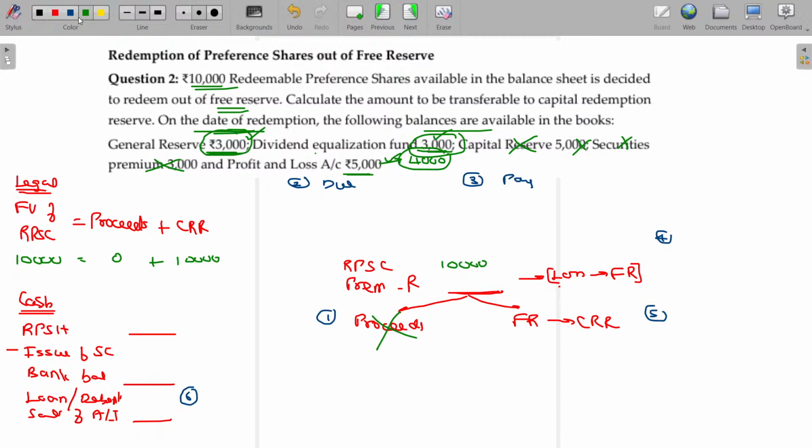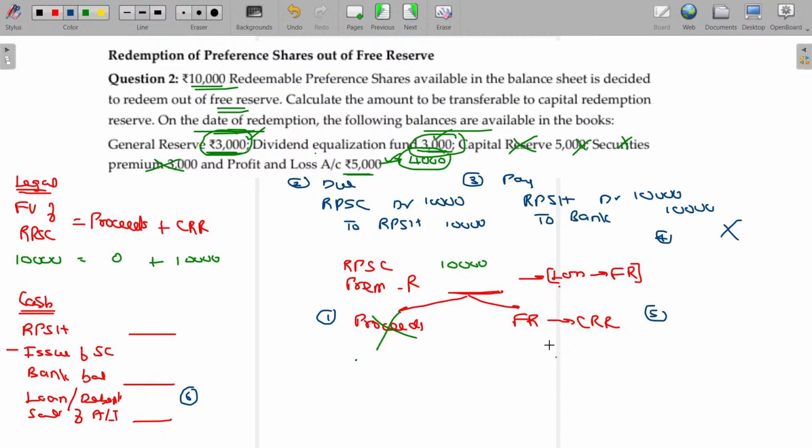Now pass the entry. We don't have an entry for the first one. Due entry: redeemable preference share capital account debit to amount payable to the redeemable preference shareholders, value being 10,000, and make the payment to them. Redeemable preference shareholders account debit to bank, the value being 10,000. No entry here, and in this case 3 free resources are going to be used.